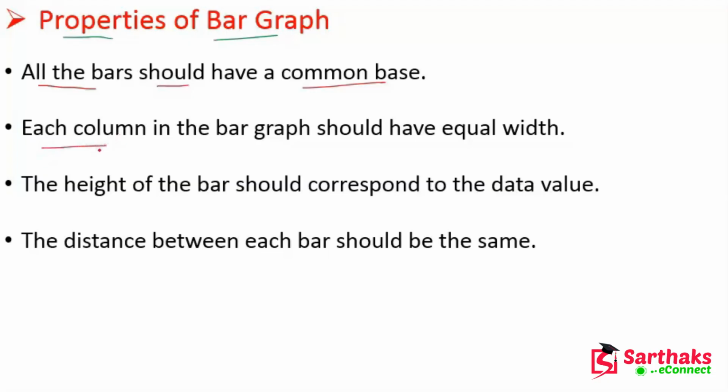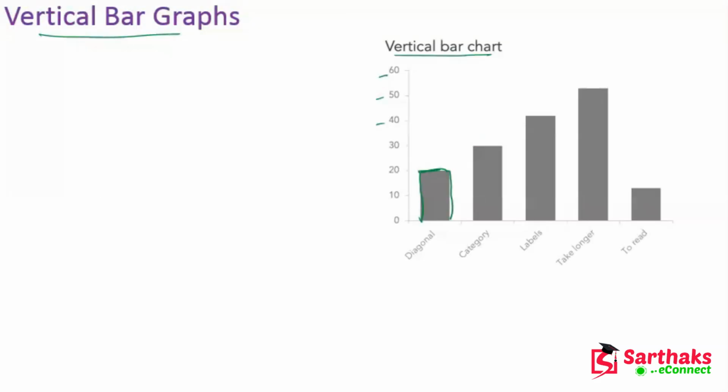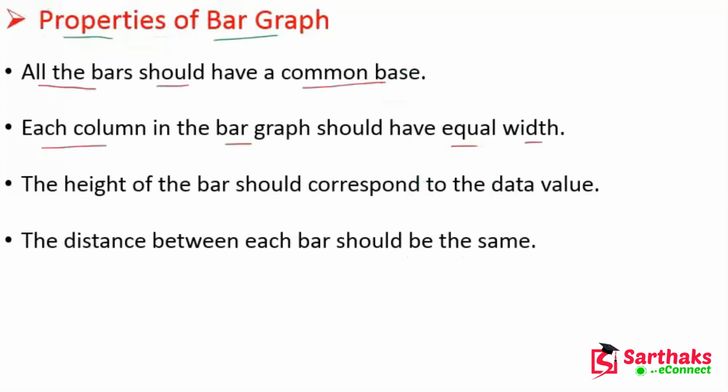And each column in the bar graph should have equal width. Like this, here we are talking about this width. So each bar has equal width. Okay, and this is the bar. These are the bars. So that's why we are calling this a bar graph.